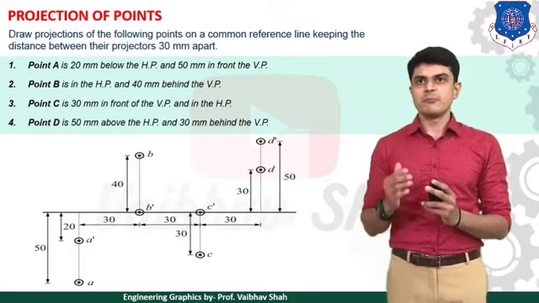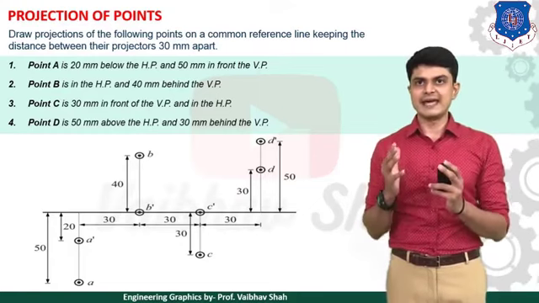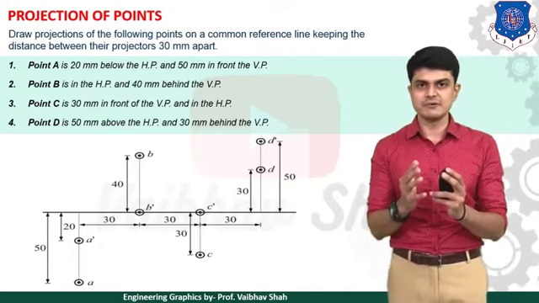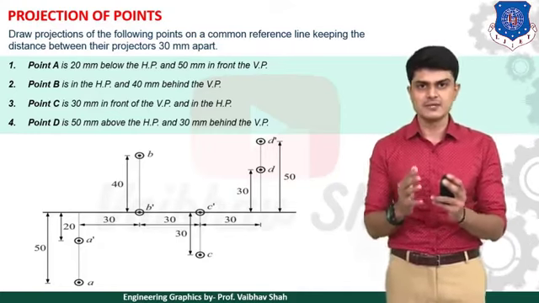Next. Point B is in HP and 40 mm behind VP. So point B is in HP. In HP means on HP. Both are the same.